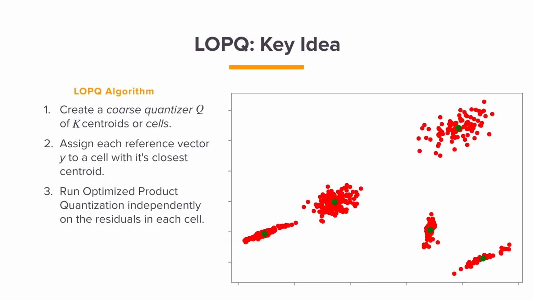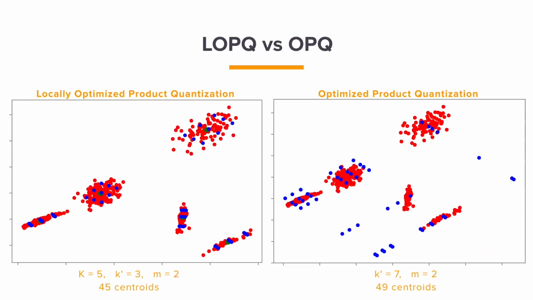Let's see what happens. So the key idea is create a coarse quantizer of big K cells, 5 in this case. Assign each reference vector to the closest centroid. Then run optimized product quantization independently for each group. Right? Cool, simple idea. When you do that, you get this nice spread that we saw with the optimal product quantization, but there's no wasted space in the multimodal illustration. Sweet, right? Like, let's look at it side by side.